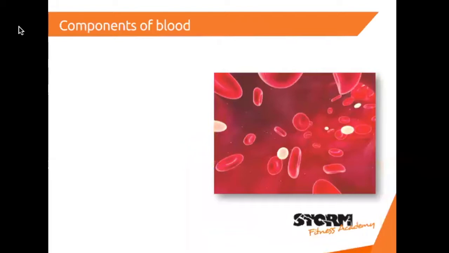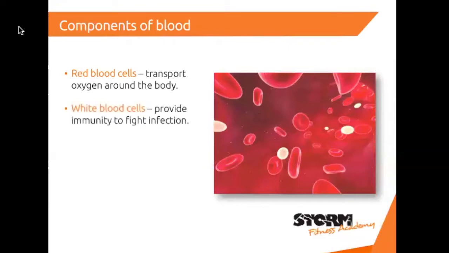Okay, so we keep talking about blood. It's useful to know actually what's in it, what it's comprised of. So something we've already mentioned previously is red blood cells. These transport oxygen around the body. They bind to oxygen and carry it around the body. So that's one of the things that we've got inside the blood. We've also got our white blood cells. These fight infection.